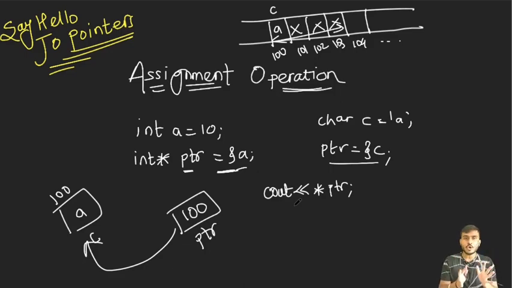Okay, so if you are thinking that the output of this statement will be small a, then you are wrong. The output of this statement is not small a. If you are thinking that its output is 65, as 65 is the ASCII value of small a, then also you are wrong. So what is the correct answer?